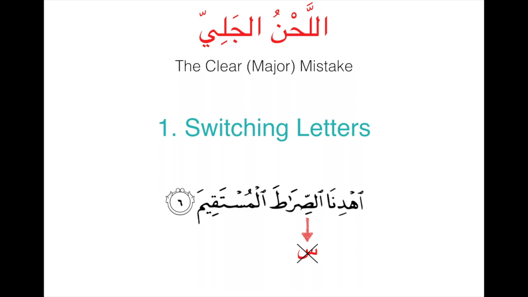And then we have the ta. A lot of people will say as-sirata, and they'll pronounce that ta as a different ta. Once someone brings that to your attention, you are to fix it right away without delay, because clearly it is not that letter. And then finally, the other ta, a lot of people will swap it out as well. Clearly, that is not the right letter, so it's not al-mustaqim with the wrong ta, it's al-mustaqim.